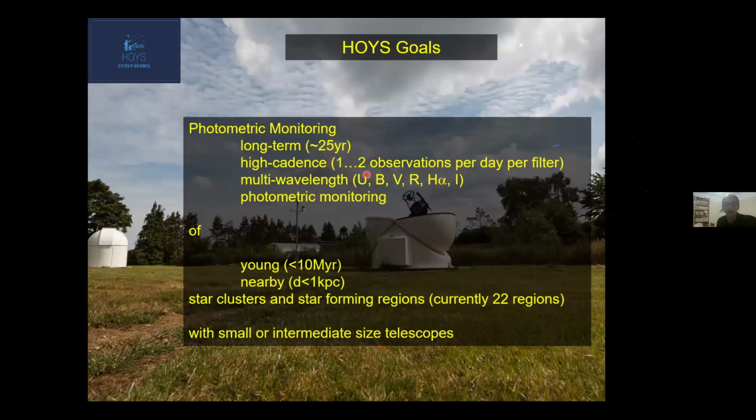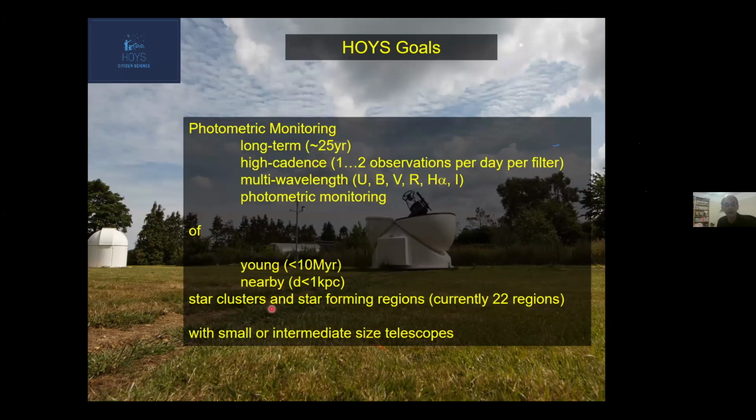That's what we do. I know ultraviolet is difficult because telescopes need to be quite large and most people don't have a filter. But that's what we're trying to do for young stars in nearby star-forming regions. So everything we selected is less than 10 million years old because they still have disks. It is nearby, so less than 3,000 light years.